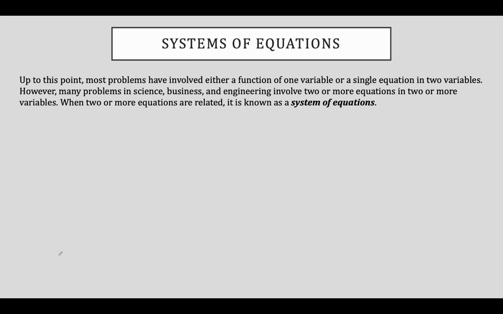Now, you guys have probably seen systems of equations before. Here would be an example. I have x minus y is equal to negative 4, and x plus 2y is equal to 5. Notice that this system has two equations and two unknown variables, x and y.